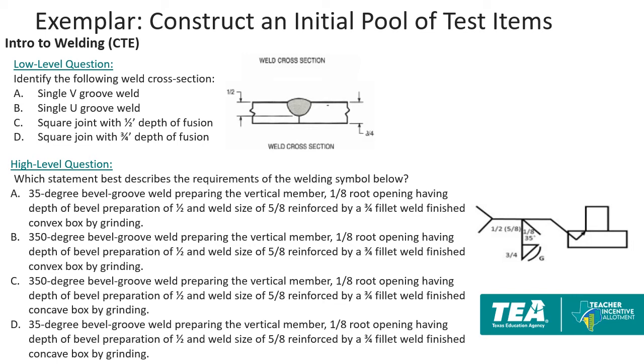Let's take a look at this question from Intro to Welding. Note that the higher level question requires the student to make an evaluation and use math skills to determine the tolerance. The lower level skill requires the students to identify a weld. Identifying would be considered as knowledge, or one of the lowest levels in Bloom's taxonomy.